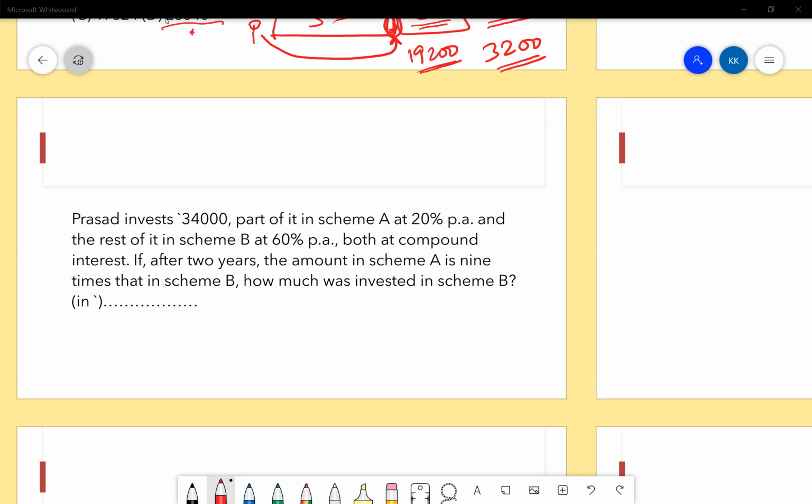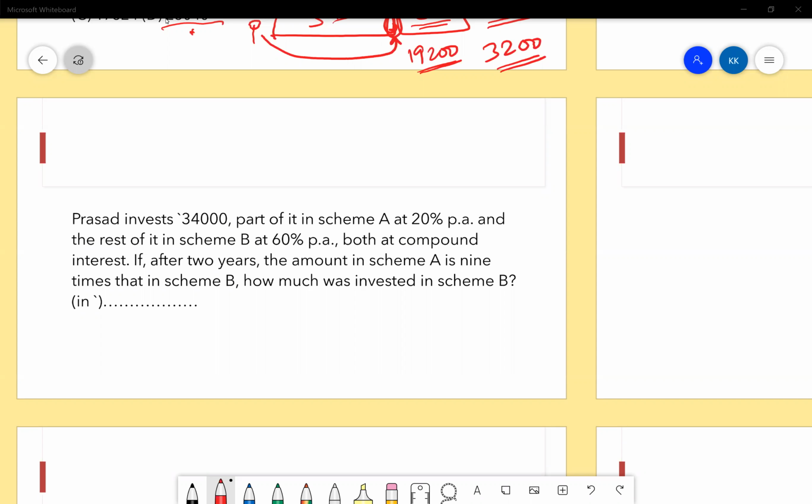Yeah, so, as the amount is given as 34,000, I split it as B's part as X and the rest will be 34,000 minus X. But then the compound interest formula is P into 1 plus R whole power N minus P again. And then it's becoming a lot of calculation and I'm going wrong somewhere in between.